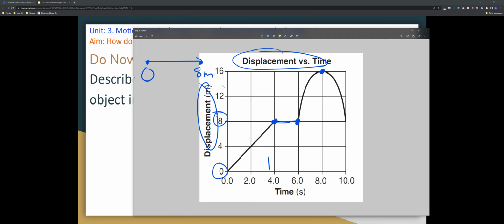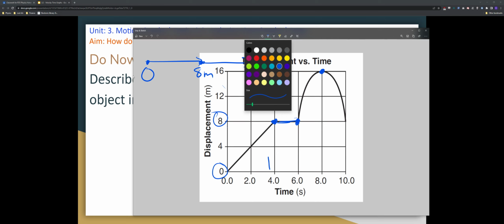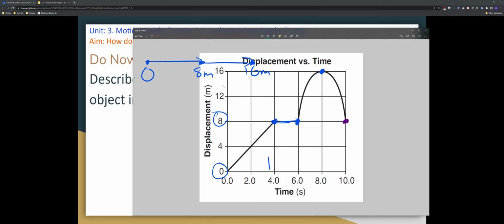And then from 6 to 8 seconds, I'm going from 8 meters to a position of 16 meters. I should probably erase part of this. So you're going further now. And then in this part of the graph, from 8 to 10 seconds, I go another 8 meters, but I'm going 8 meters in the opposite direction.